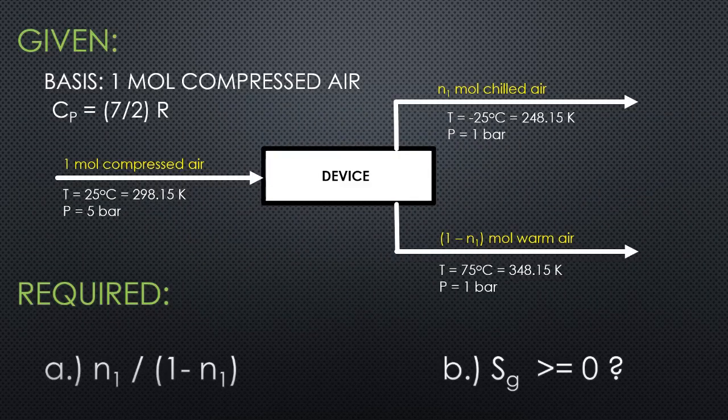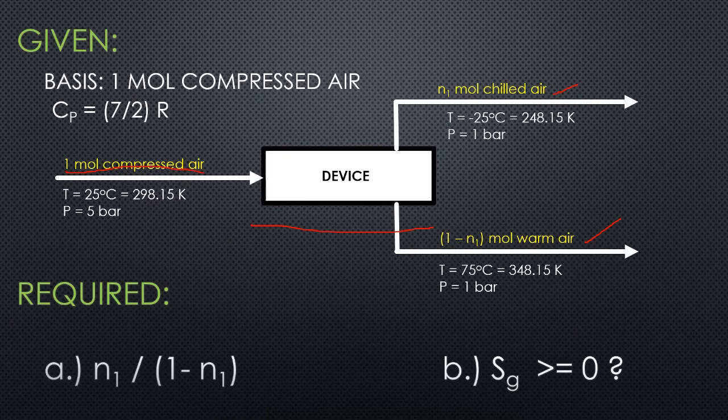In this problem, we are given a device which produces chilled air at negative 25 degrees Celsius and 1 bar, and also produces warm air at 75 degrees Celsius and 1 bar, given a supply of compressed air at 25 degrees Celsius and 5 bar. For this problem, I chose a basis of 1 mole of compressed air.